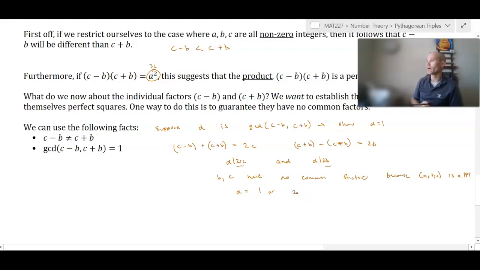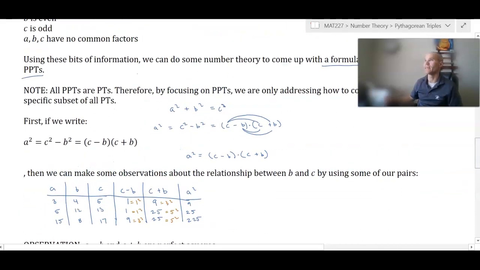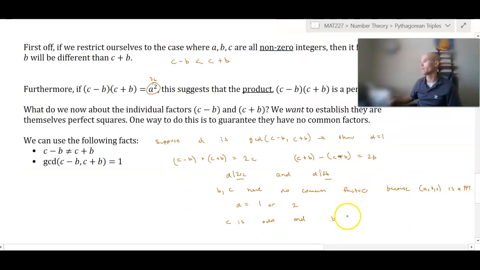Okay, well, what else do we know? We also know that c is odd, and b is, what do we say about b? We said b is even. Okay, well, if c is odd, then c cannot be divisible by 2, but that doesn't necessarily allow us to eliminate d equals 2, because remember, d is dividing 2 times c and it's dividing 2 times b, so a d of 2 would work in either case.